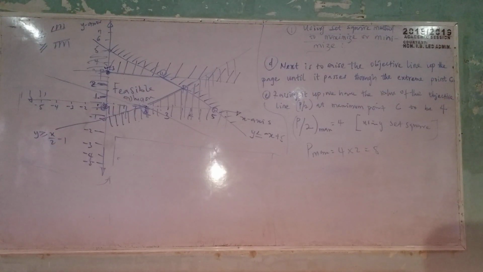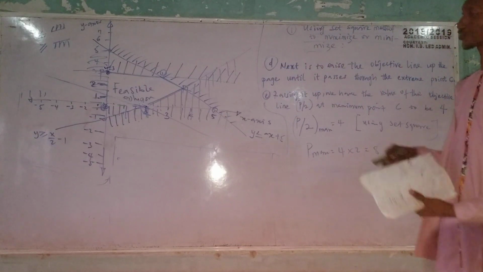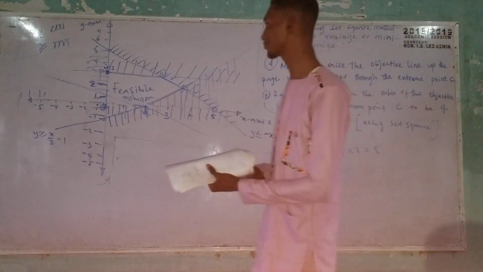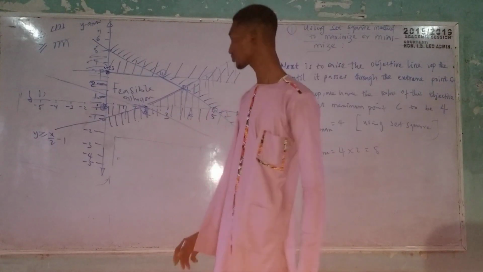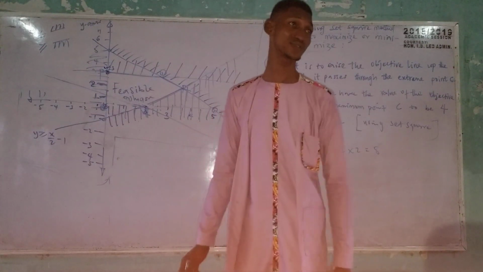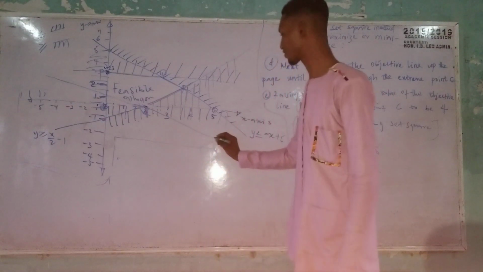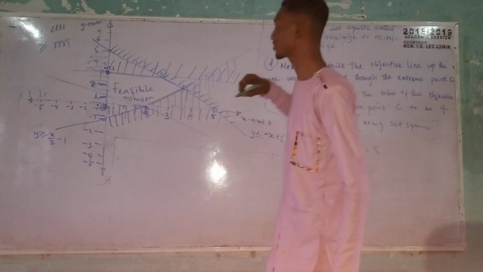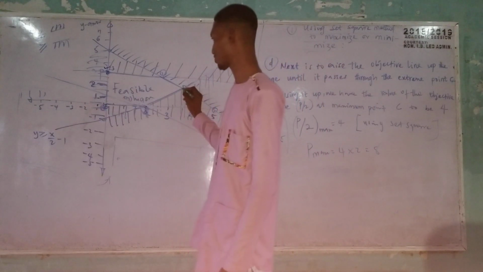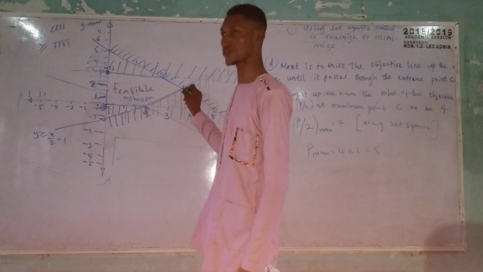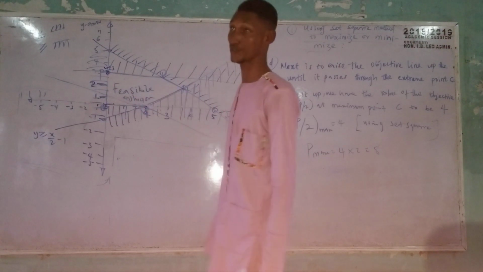So in this case here, we're going to be fast. After you find the coordinates, this is called the objective line. Now this objective line, we're going to raise it to the highest point here. The highest point here is either this or this, right? And it's not even on the same straight line.